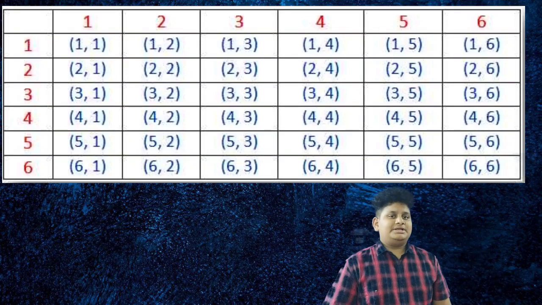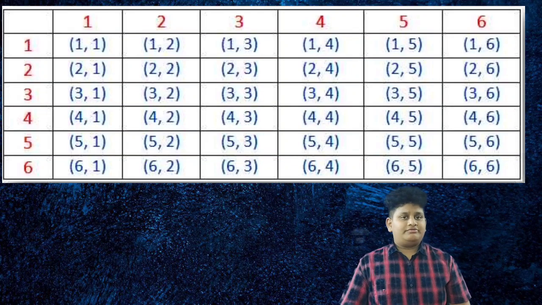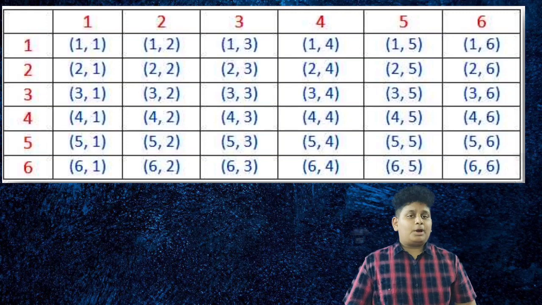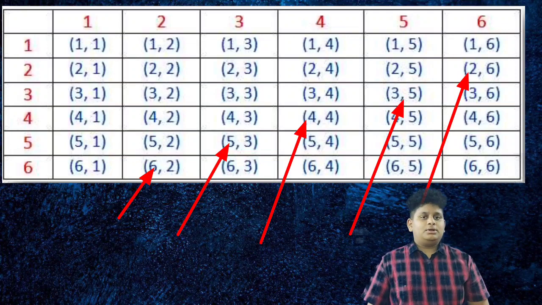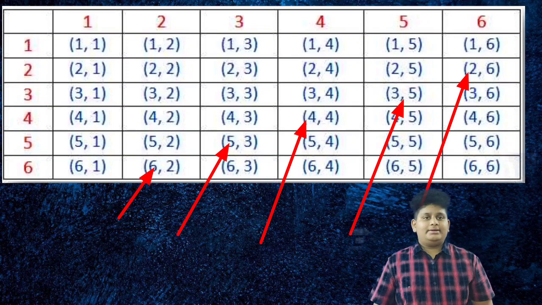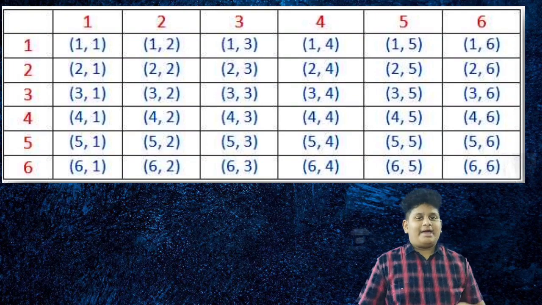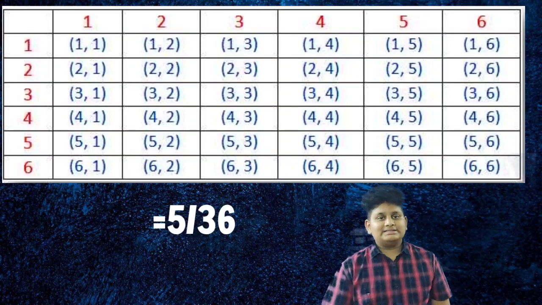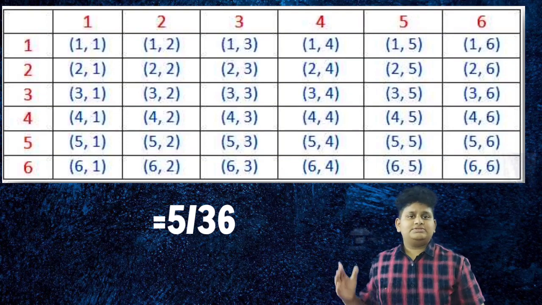Now, my question is, find the probability of the sum of 8. The outcomes which give the sum of 8 are 2 and 6, 3 and 5, 4 and 4, 5 and 3, 6 and 2. These are the 5 outcomes giving the sum as 8. Then what will be the answer? Yes, the answer is 5 by 36. Favorable outcomes are 5, total number of outcomes 36. 5 by 36, simple.